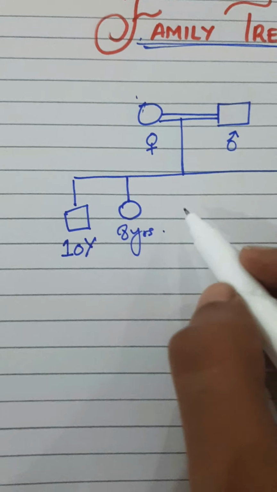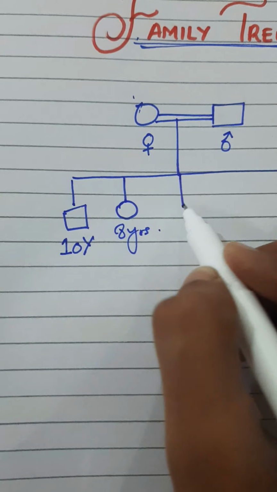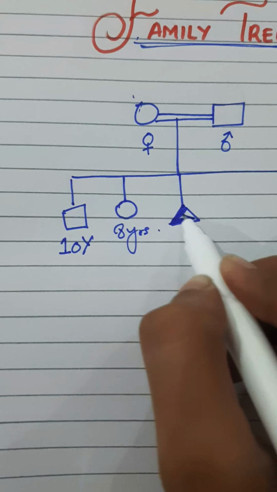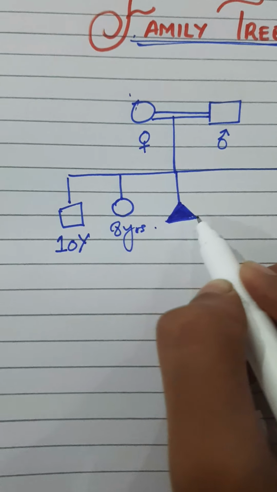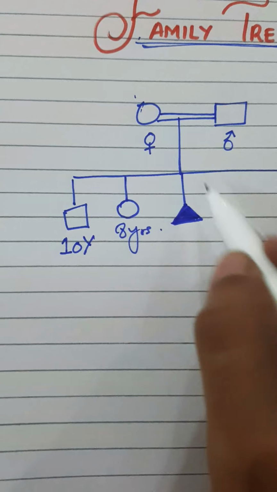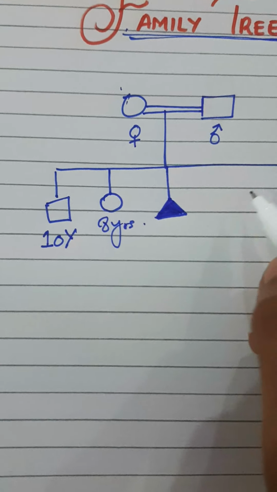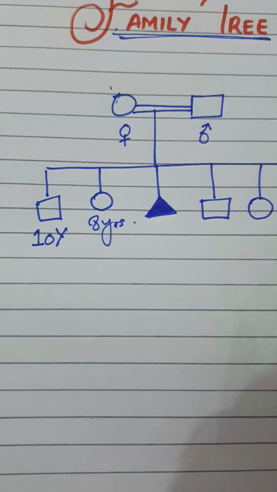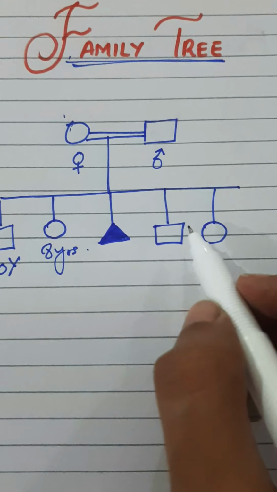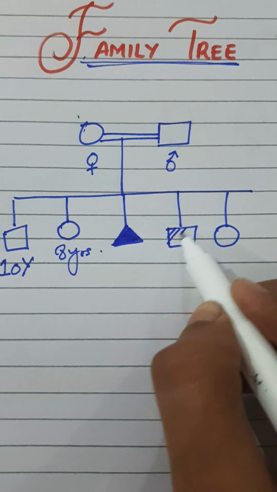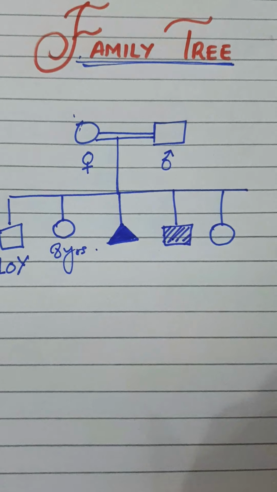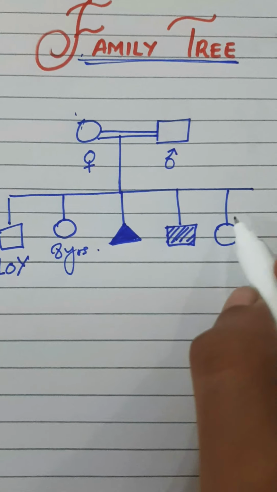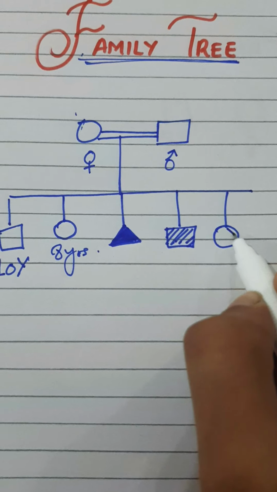And let's suppose if an abortion occurs, then we will draw a rectangle and fill it. This shows that an abortion occurred in the third pregnancy. If any child, whether male or female, is ill or diseased, then we will shade it like this. And if another child is also, then we will make lines in the opposite direction.